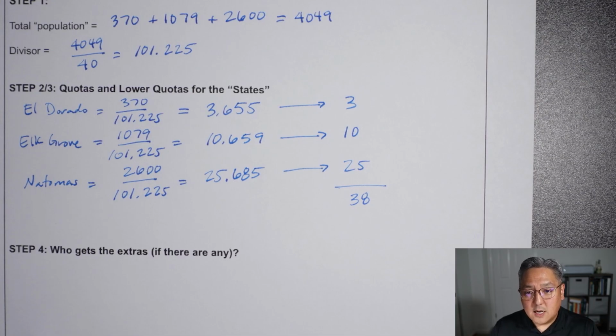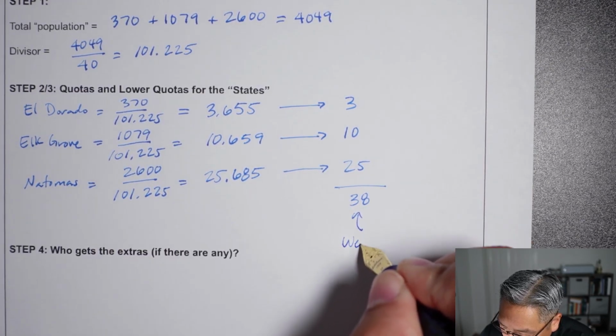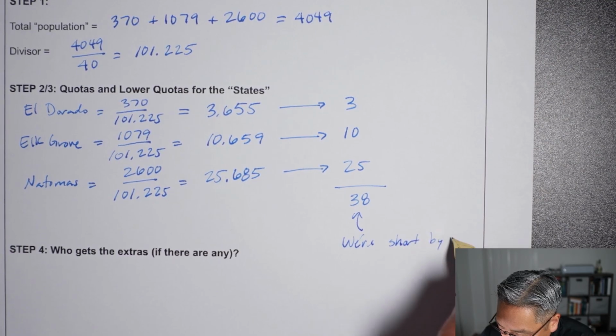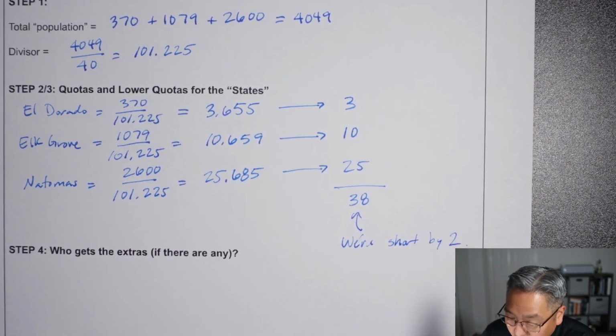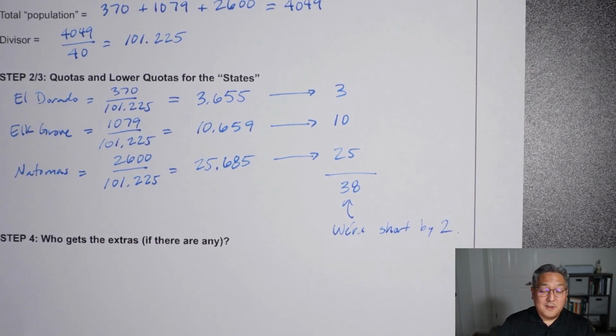And one thing I want to notice here is that in this example, we had a total of 38 lower quota apportionments happening here, right? We've given out 38 of these officers, but that means that we are too short of the 40 that we originally had to give out, right? So in this case, we're short by 2 from the 40, okay? So being short by 2 means we have to figure out who's going to get the extra, right?